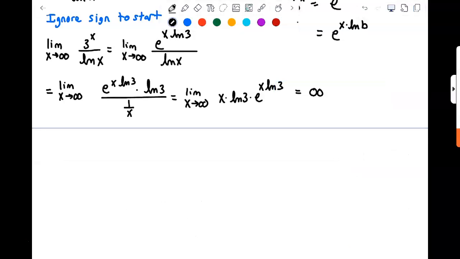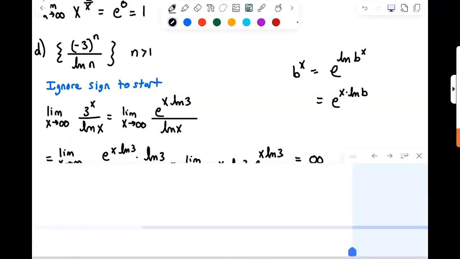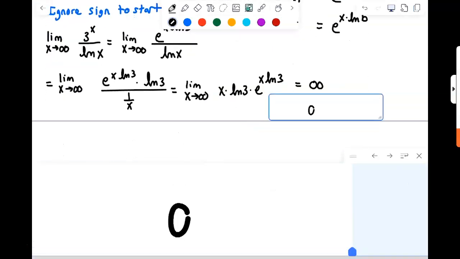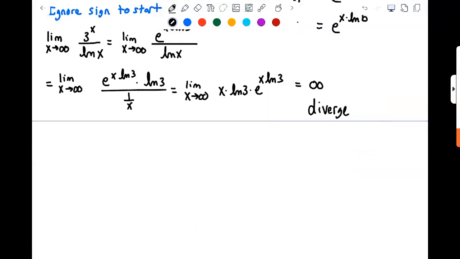And when we now go back and say, what about the alternating one, the alternating sign there? Well, since this is going to infinity, what's going to happen is this is going to go really big in the positive, then really big in the negative. Then it's going to keep alternating back and forth. So because the underlying one goes to infinity and diverges, the alternating one would also diverge. So it's also going to diverge.